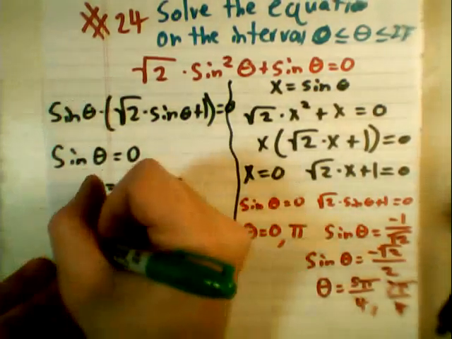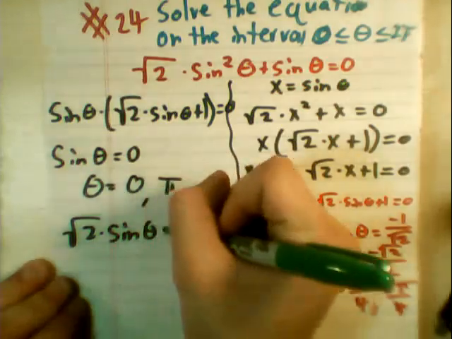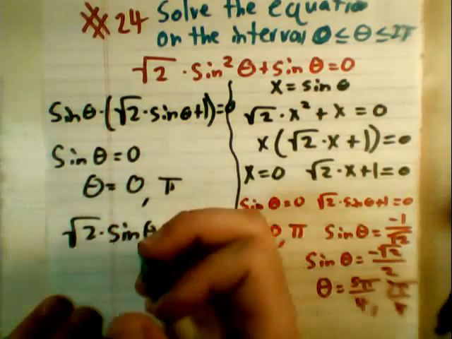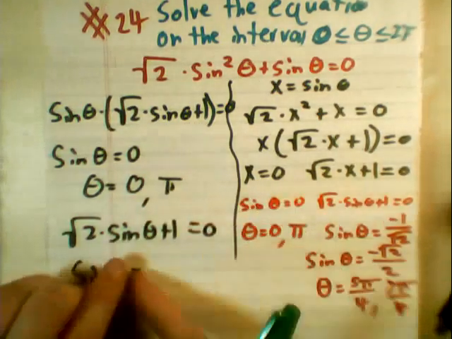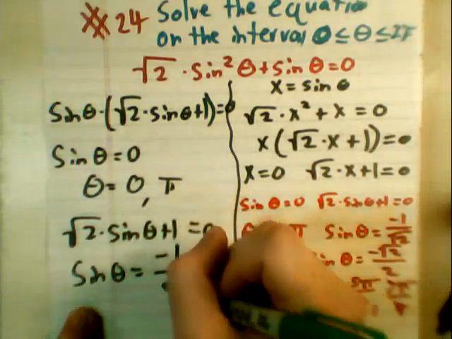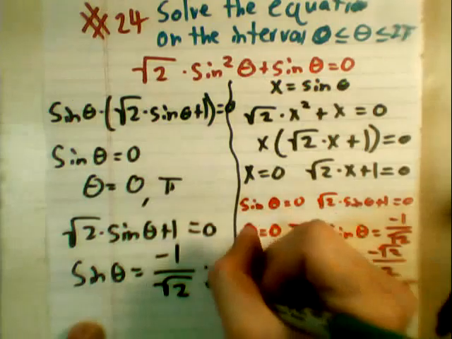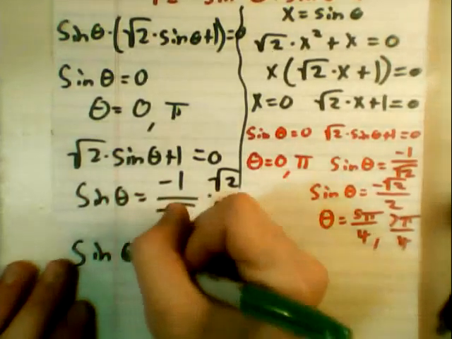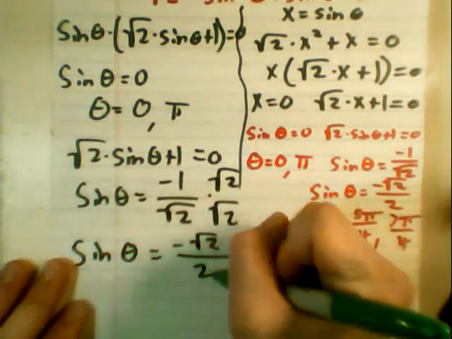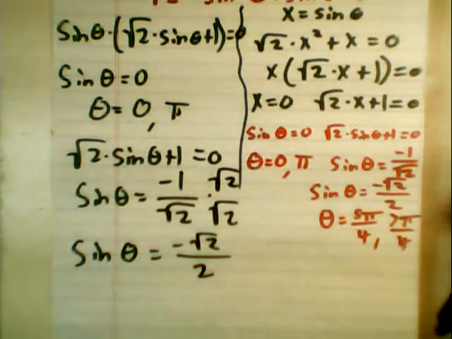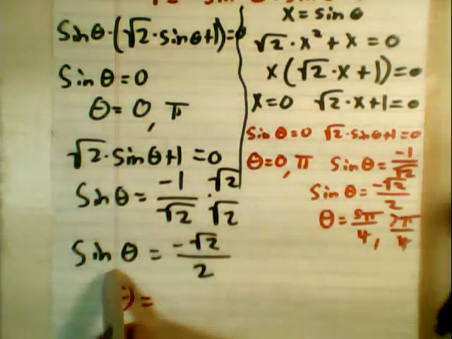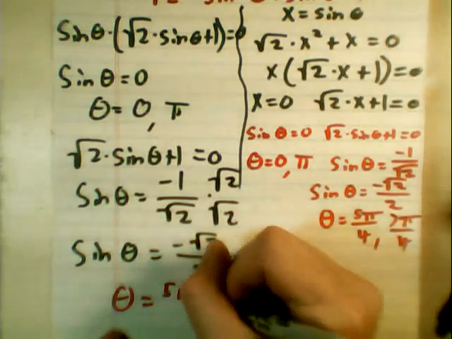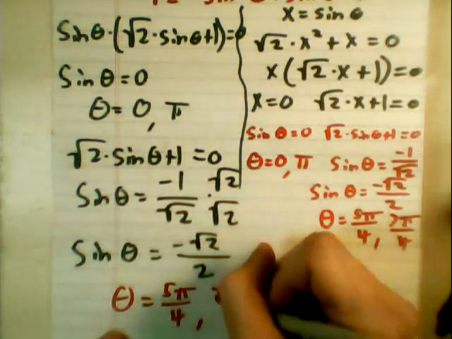And if we do this one, the square root 2 times sine theta plus 1 equals 0, we'd move everything to one side to get sine by itself. So sine theta equals, we'd subtract 1 and divide by the square root 2. Now we'd have to rationalize. So we get sine theta equals negative square root 2 over 2. And then we just find what angle that is at. Sine is negative in this instance, so it's got to be in quadrants 3 and 4. And that value is actually 5 pi over 4 and 7 pi over 4.